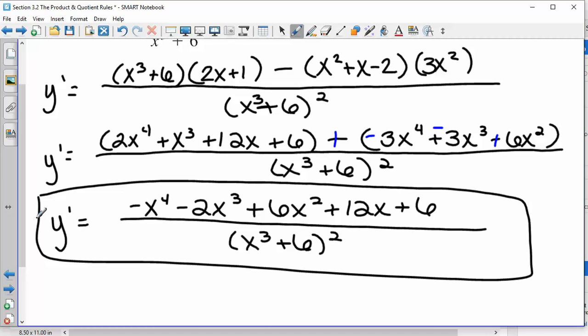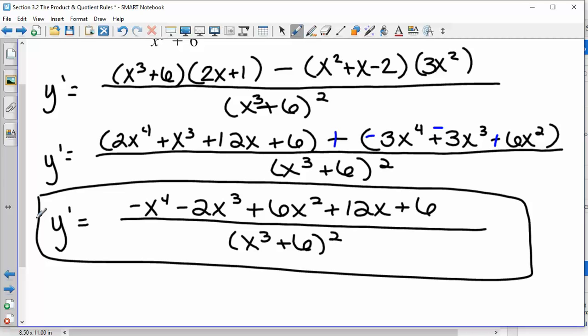If you were to satisfy this, would you have to do the quotient rule? Yes. Based on what we know right now, you would have to do the derivative of the bottom, go ahead and square this out, and then do the quotient rule again.